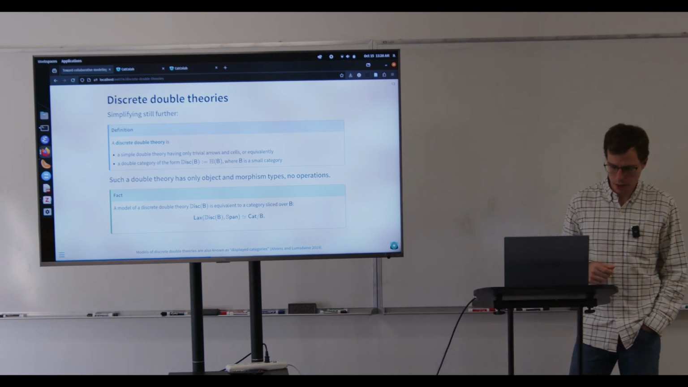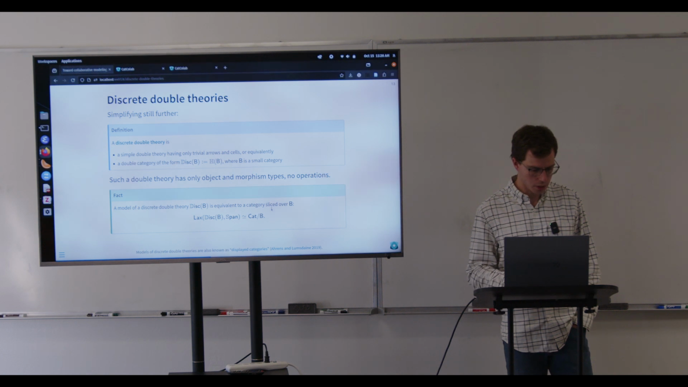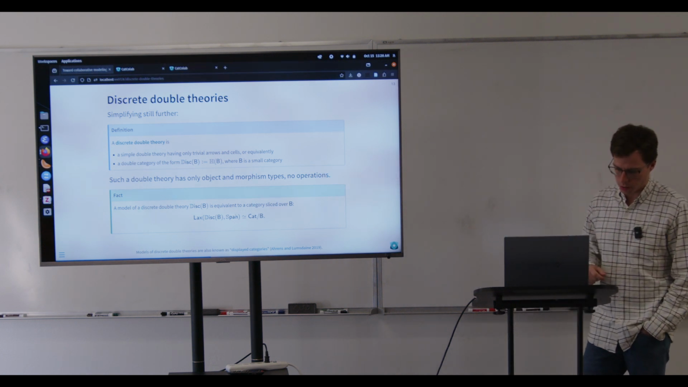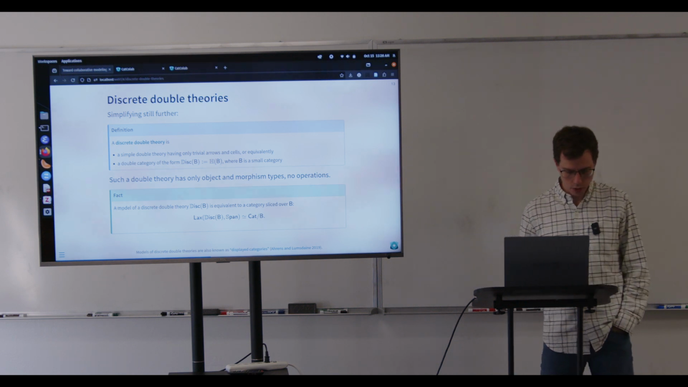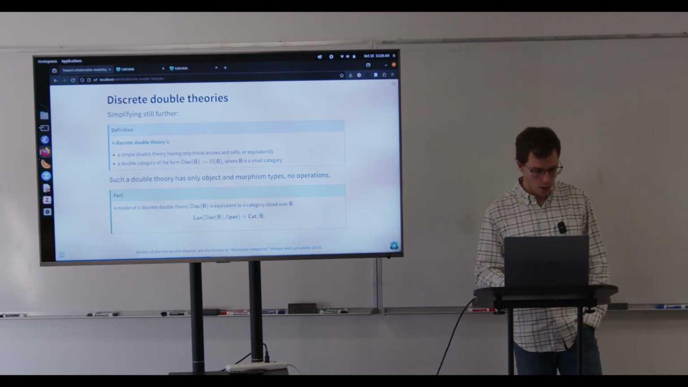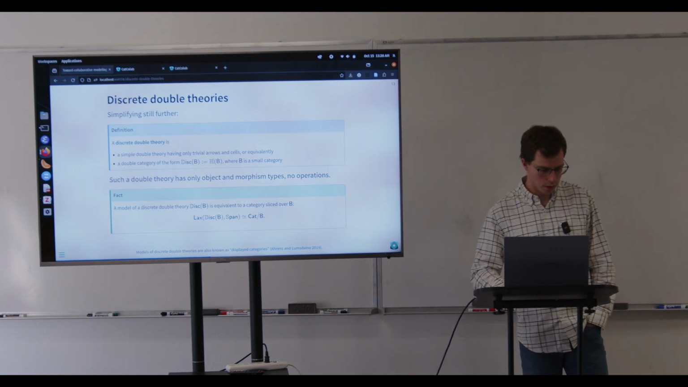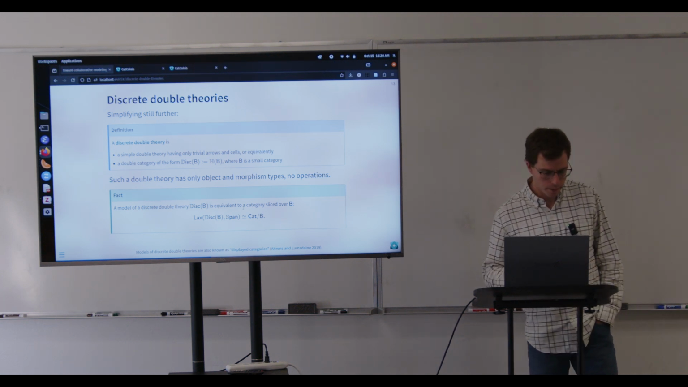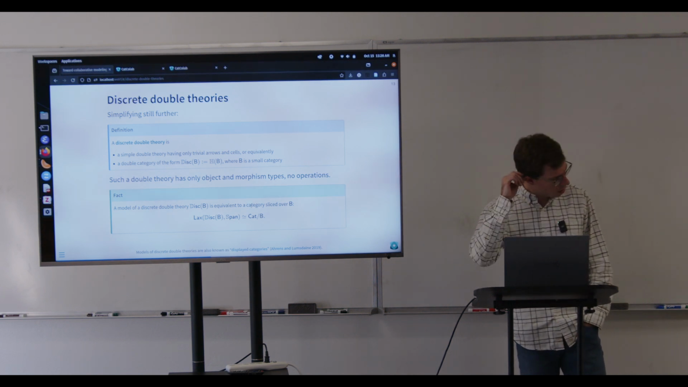In this particular special case, there's actually a way to just say directly what the models are. In the special case of a discrete double theory, a model of that theory turns out to be the same thing. If it's the discrete double theory on some category B, a model of the theory turns out to just be the same thing as a category sliced over B.